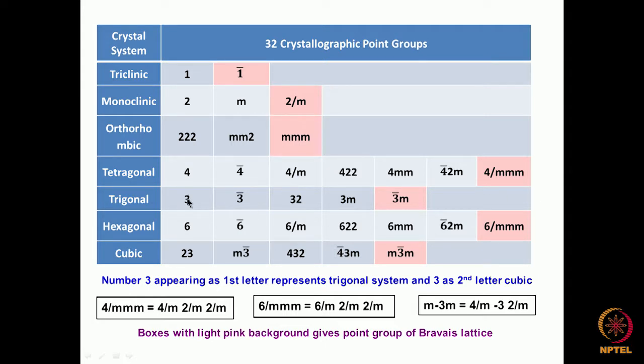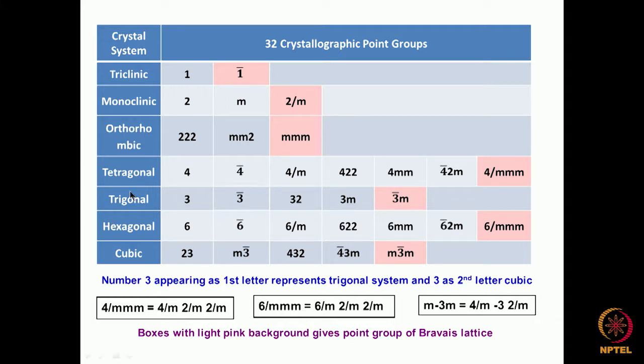Another important thing you have to see is that the 3-fold rotation comes in trigonal as well as in cubic. Here we have written 3-2, and here we have put 2-3. There is a convention which is followed. If the 3-fold rotation is put as the first letter in this 3-letter representation we use for point groups, then it is trigonal. If the 3-fold rotation is put at the second position, then it is always a cubic system, right?